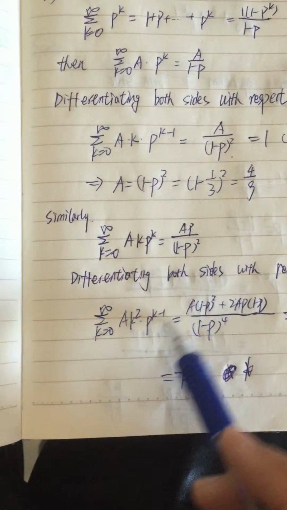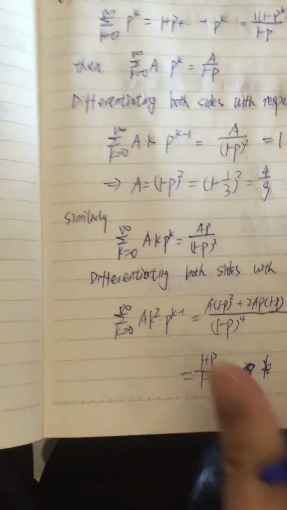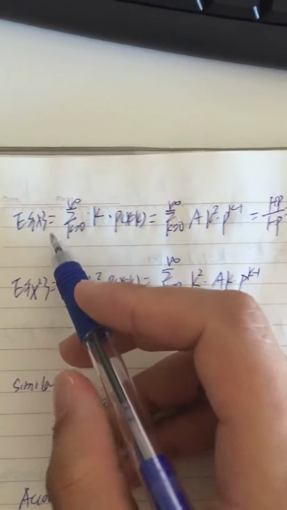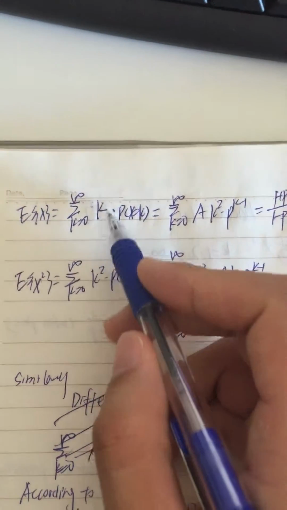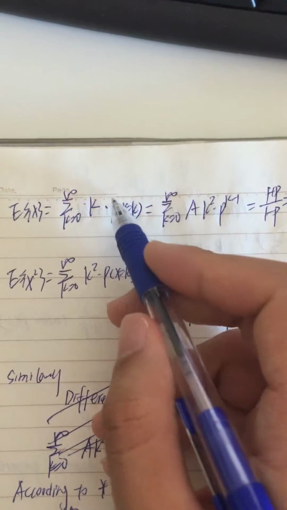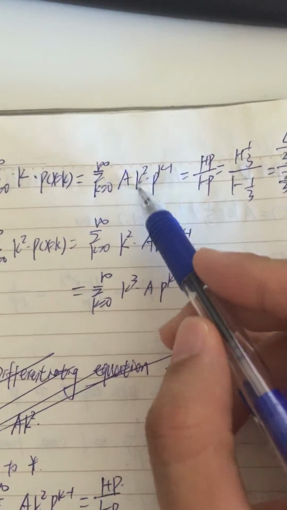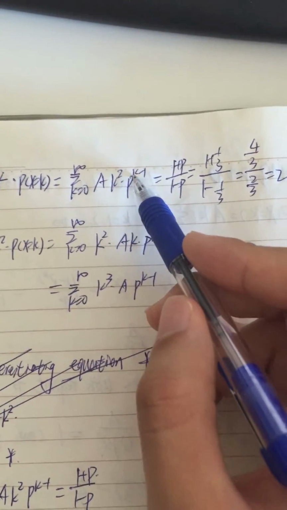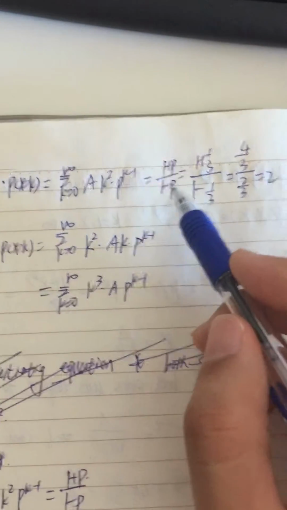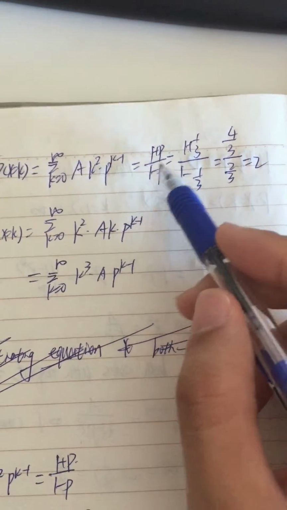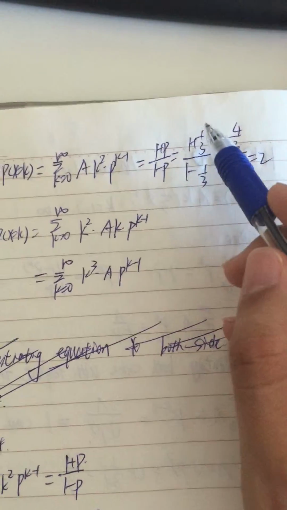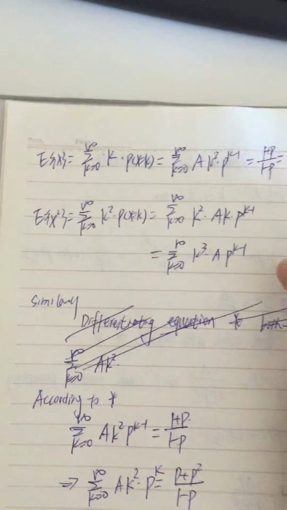Actually, this part is the mean of x. According to the definition, the mean of x is equal to k multiplied by the probability of x equal to k, which means a multiplied by k to the square multiplied by p to the k minus 1, which is equal to 1 plus p over 1 minus p. So p is equal to 1/3, and then we get the mean of x equal to 2.